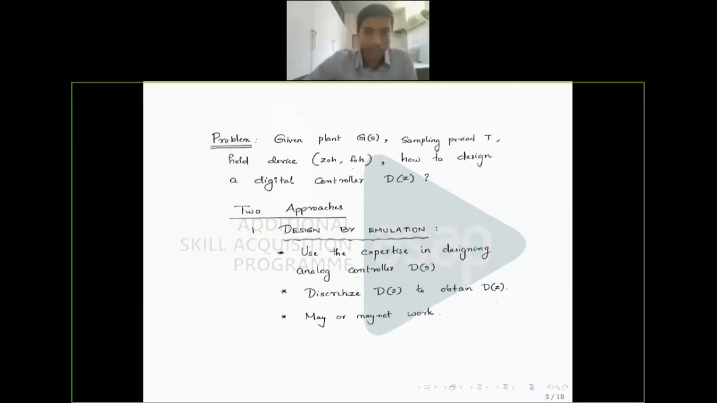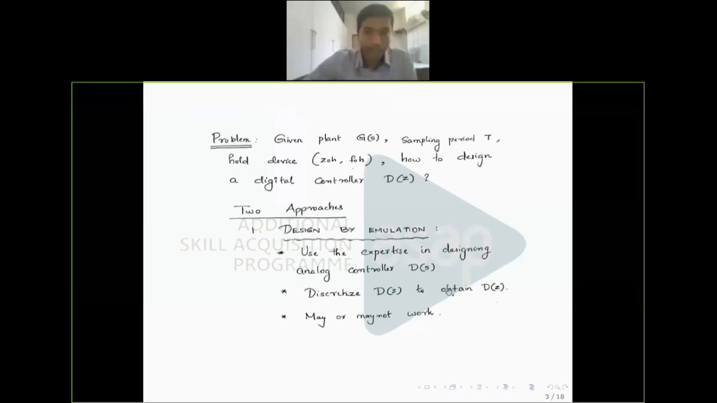So there are different discretization methods available. I'll just mention some of those. The discretization methods are impulse invariant method, zero order hold equivalent method, first order hold equivalent method, and bilinear transformation method. Then there are different methods like this to obtain the discrete equivalent of the continuous time controller.